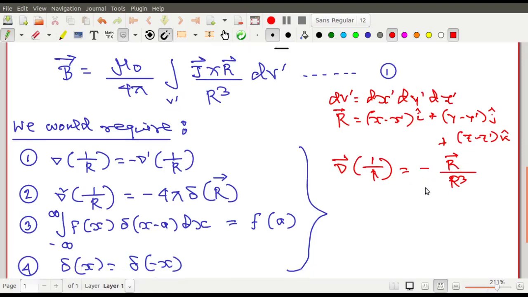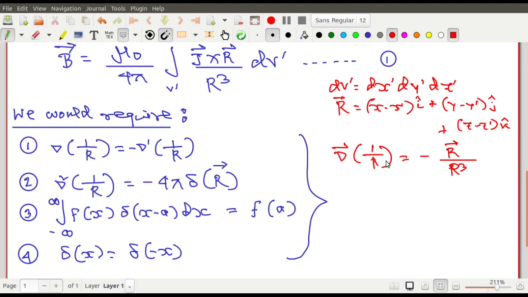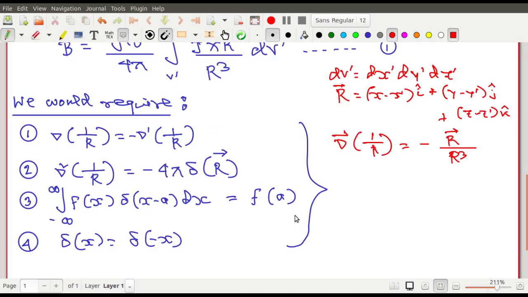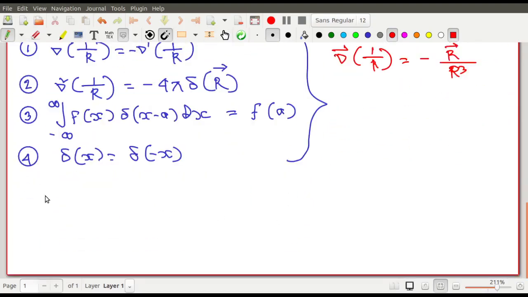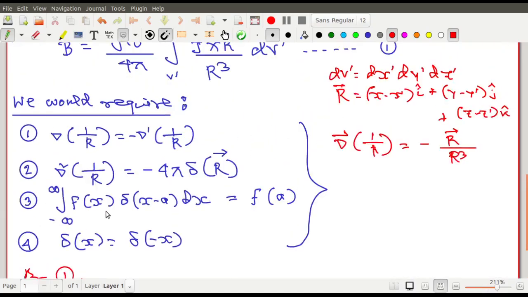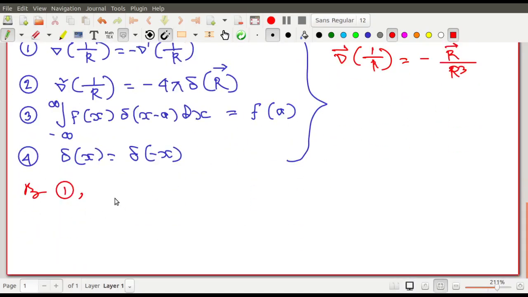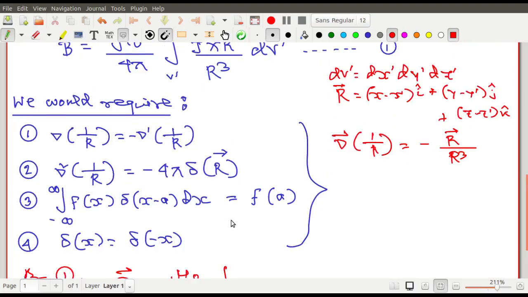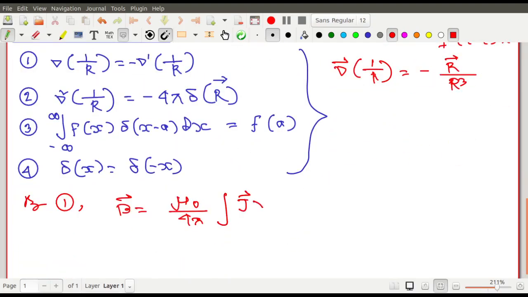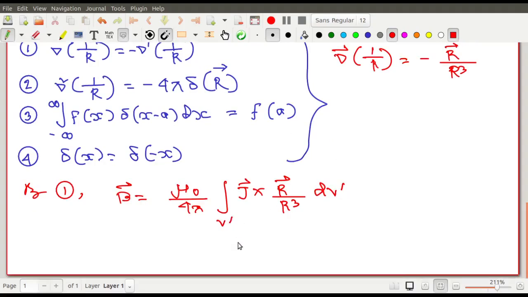So by equation 1, you see that r vector by r cube, I can replace it. B vector is equal to, let me first settle the issues and then I will take the curl. I can write it this way, j cross r vector by r cube multiplied by dv dash.